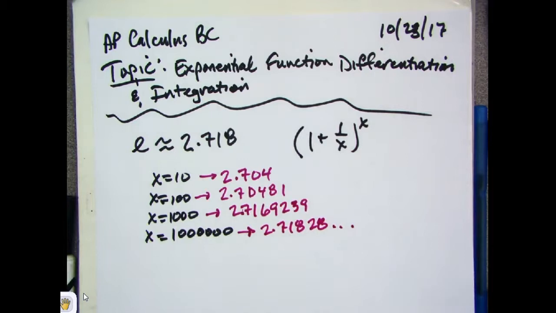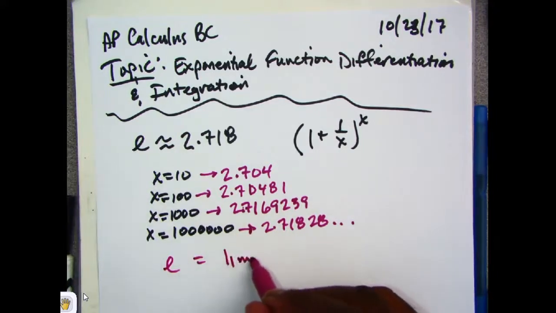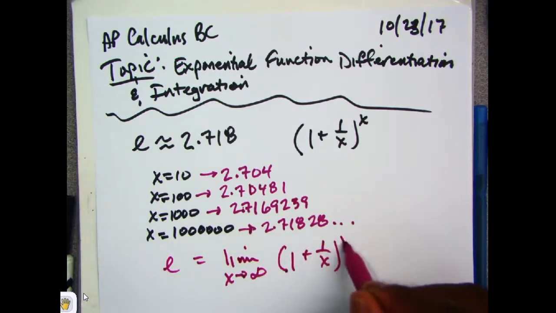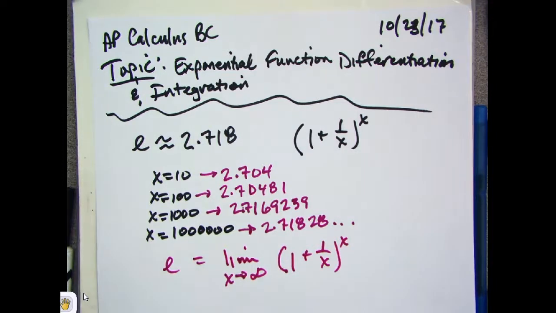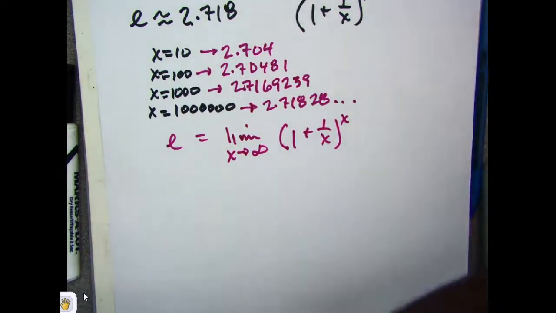Okay. Now, when x is equal to 1,000,000, that number, the 2.71828, should look very familiar to you. That is the approximate value for the natural exponent, e. So here, e is the limit as x goes to infinity of 1 plus 1 over x to the x power. So that's where that comes from.